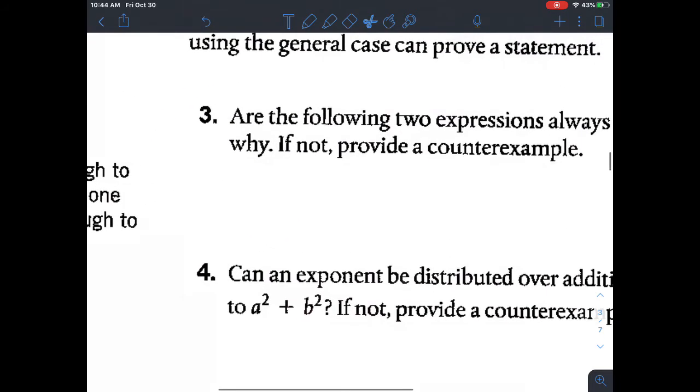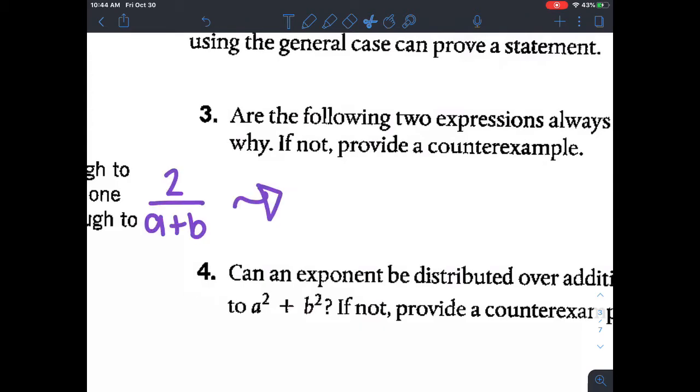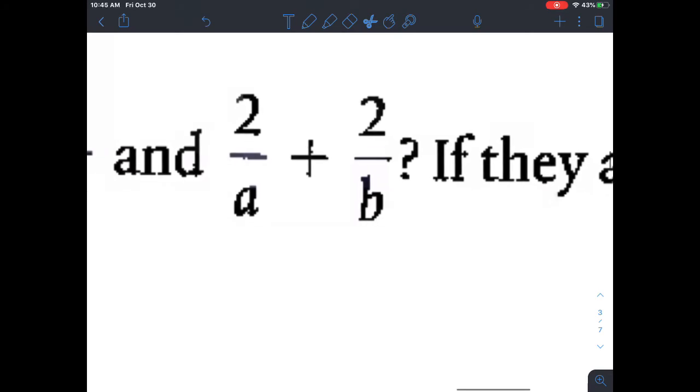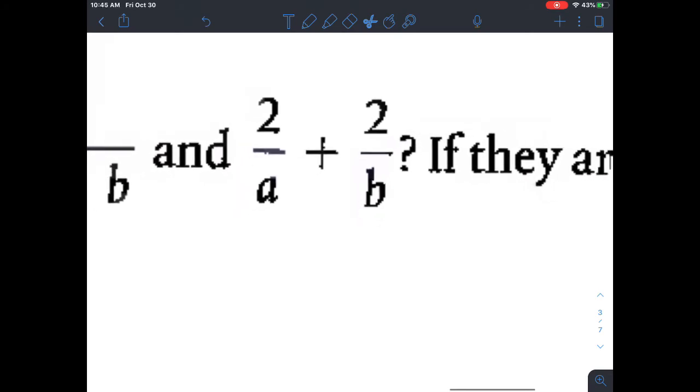So for this, I like to use small, simple numbers to see if it really works. For this 2 over (a plus b), I'm going to plug in numbers for a and b. I'm just going to use small, easy numbers. 1 is pretty good. So I have 2 over (1 plus 1). If I add 1 plus 1, that gives me 2, and I can reduce that to 1. So if those two expressions are equal, when I do 2 over a plus 2 over b, I should get 1 for my answer as well.